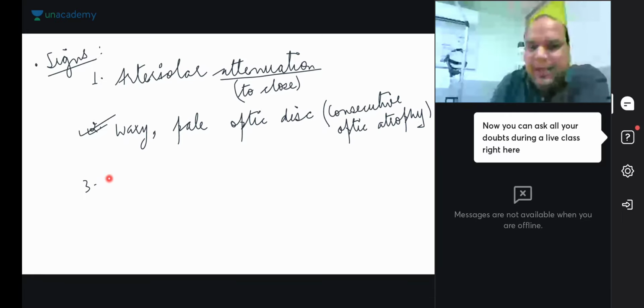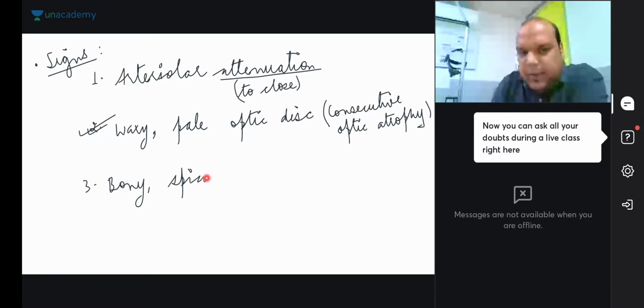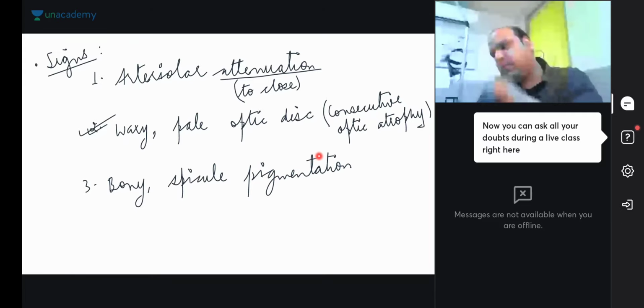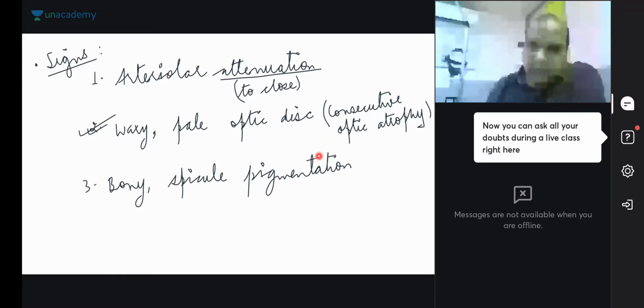Then number 3, the diagnostic sign, bony spicule pigmentation. So the third sign is actually diagnostic in a photograph or when you're examining the patient. Okay, everybody. So bony spicule pigmentation. Am I clear, everybody? No confusion. The name of the disease is pigmentosa. Now let me show you the image. I hope when you see the image, you will be able to very easily understand this.